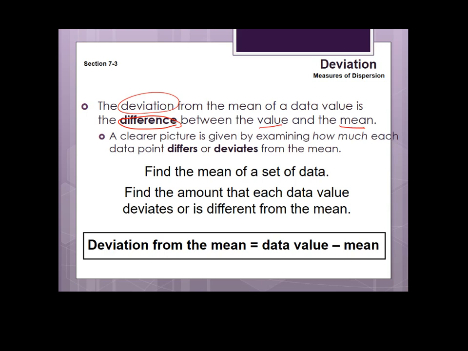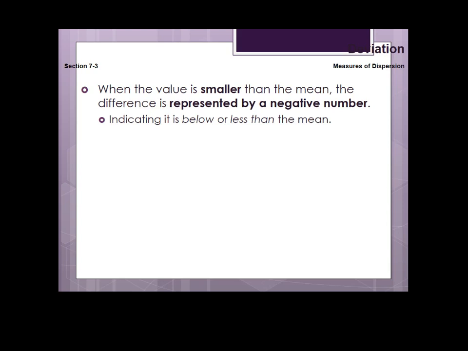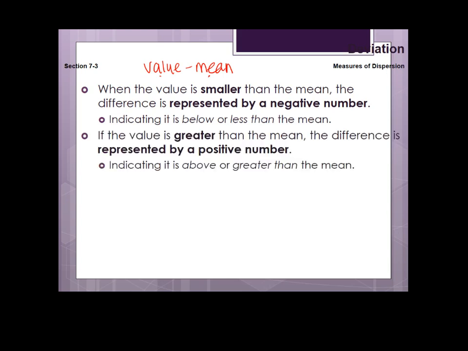So first thing you need to do is find the mean. And then you just find the amount that each data value deviates from it. When the value is smaller than the mean, you're going to get a negative number because you take the value and subtract the mean. So if the value is larger than the mean, you'll get a positive. But if the value is smaller than the mean, you'll be taking away a higher number and you'll get a negative. So that's how you'll know if the number is below or above the mean, based on its deviation being positive or negative.